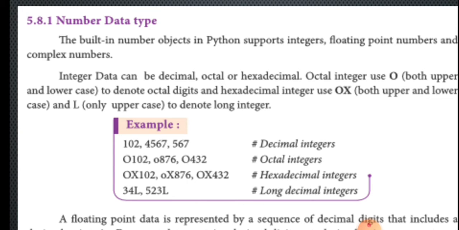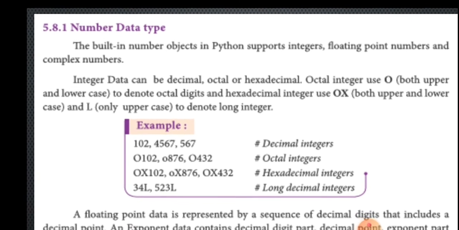Okay, and then we see the examples of hexadecimal integers. 0x102, 0x876, 0X432. These are all known as hexadecimal integers. How can we identify that these are hexadecimal integers? With the prefix 0X, or we can use a small 0x also. Okay, so 34L, 523L, these two are known as long decimal integers, used in the Python 2 programming language.